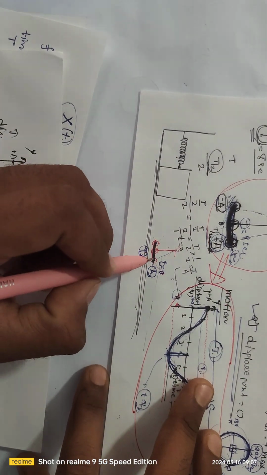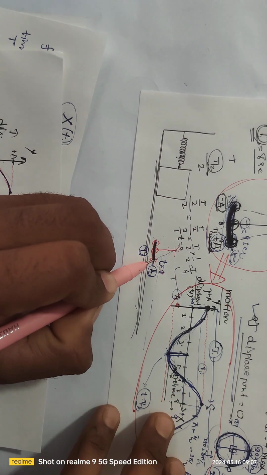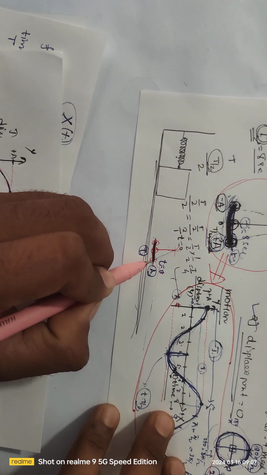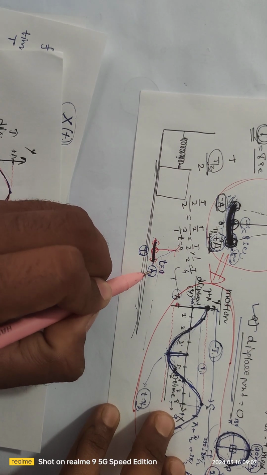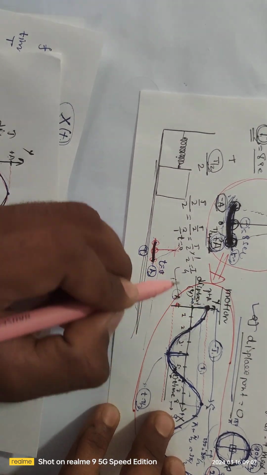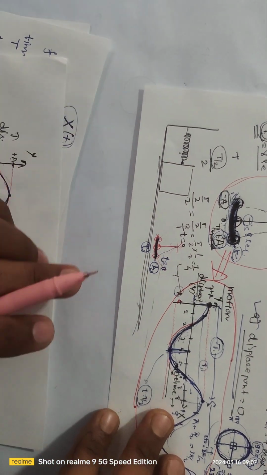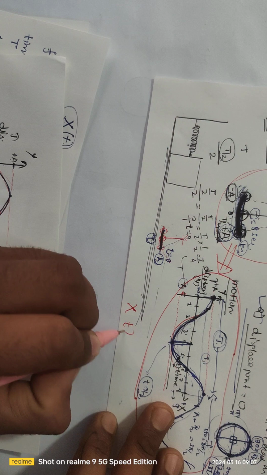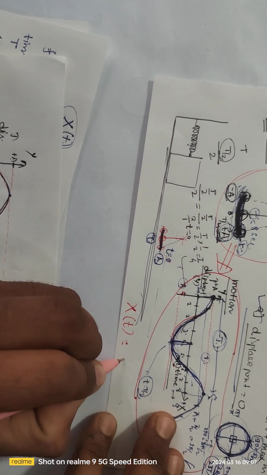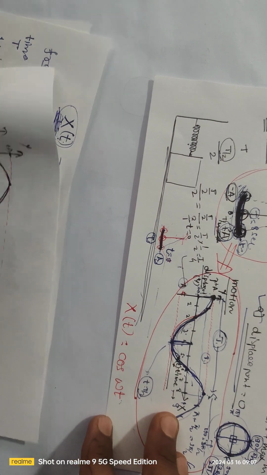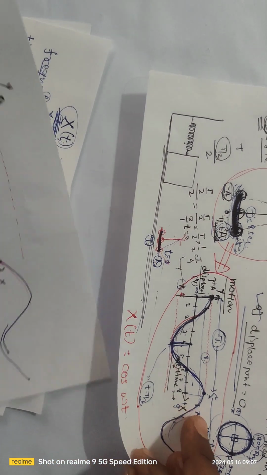count of oscillation from the maximum value, either this or this, here we are taking the plus A, so plus A is upside, so we are starting the oscillation from this. At that time the wave function will become x(t) = cos(ωt). So we have two conditions.